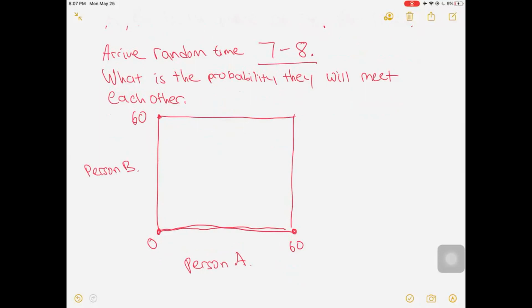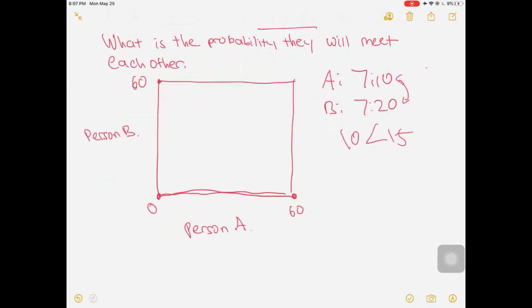So we know they're gonna see each other if the times they arrive differ by less than 15 minutes. Because if person A arrives at like 7:10, and then person B arrives at 7:20, they're gonna see each other, because this time period is 10 minutes, which is less than 15. But if A arrived at 7:10, and B arrived at 7:40, they arrive 30 minutes apart, so they're not going to see each other.